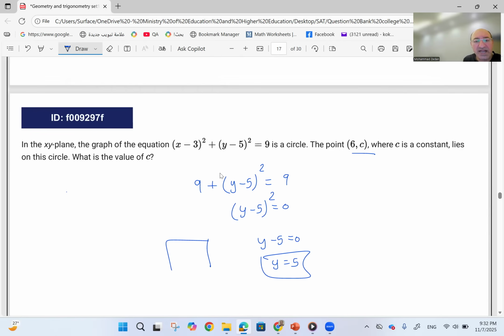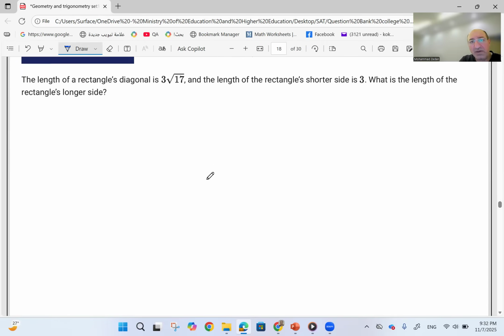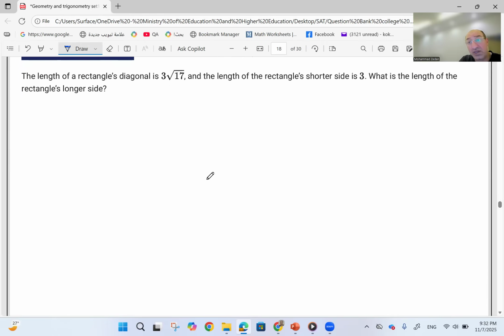In the SAT exam, just enter 5 in the box provided below the question. Don't write y equals, don't write an equal sign, don't write a percentage or dollar sign, don't write a full stop or question mark. Just the number, just the answer.